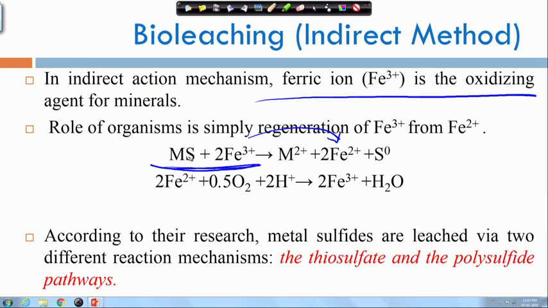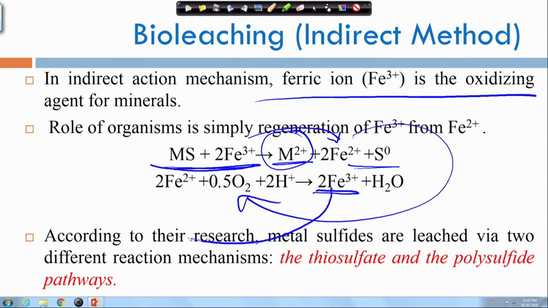So, this bond will get broken down by the iron reducing bacteria, which will work actually for you and get M2 plus, and now this Fe2 plus you can oxidize it back and make Fe3, and then Fe3 can be used back into the reaction.